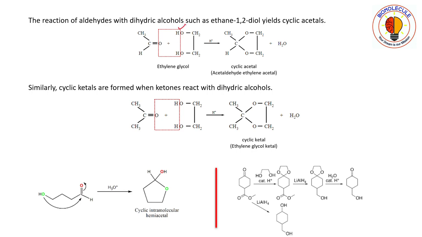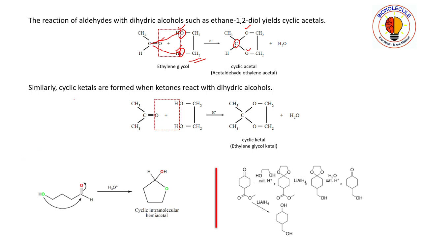So take two hydrogens from the hydroxy group of this diol and take this carbonyl oxygen. You remove one water molecule, and this oxygen you just connect with carbon, and this oxygen you also connect with carbon. So here you can see that this is the carbonyl carbon and these are the two oxygen atoms of the ethylene glycol.